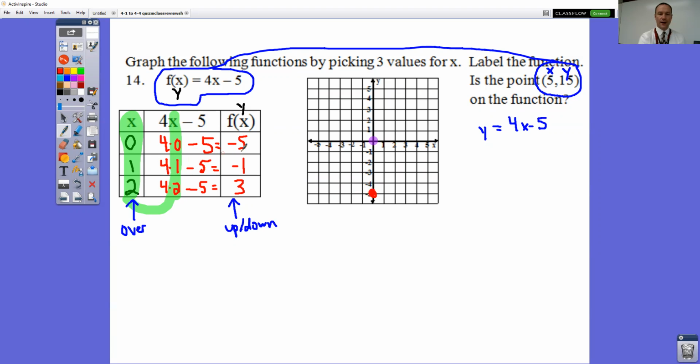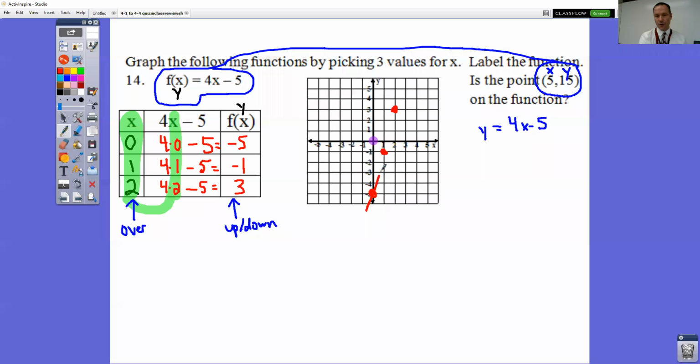1, negative 1, starting in the middle, over to 1, down, it's a negative one. 2, 3, starting in the middle, over to 2, up to 3. Remember that when you graph your 3 points, they should always form a straight line. If you get some sort of weird shape or some sort of V shape or check mark shape, you did something wrong.